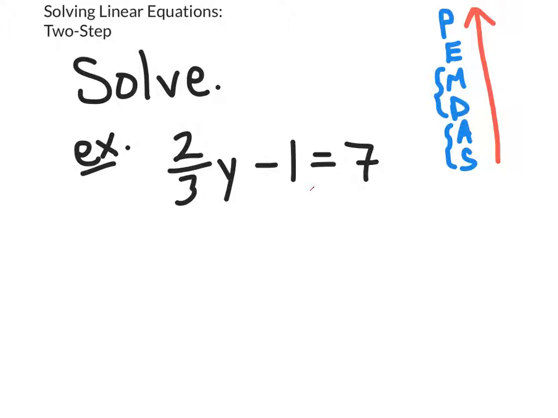Okay, so for this last example here, I've got a funny looking equation here that has a fraction in front. And so if you take a look at this, the coefficient in front of the y is a 2/3. This isn't going to be any different than the other equations that we've solved. Once again, I first want to get rid of the 1 here.